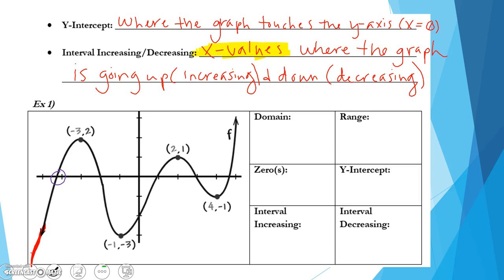So today we're going to talk about the y-intercept. That's where the graph touches the y-axis, or where x equals 0. And also increasing and decreasing. It's the x values where the graph is going up, which is increasing, and down, which is decreasing. The important thing to remember is it's x values, not y values.